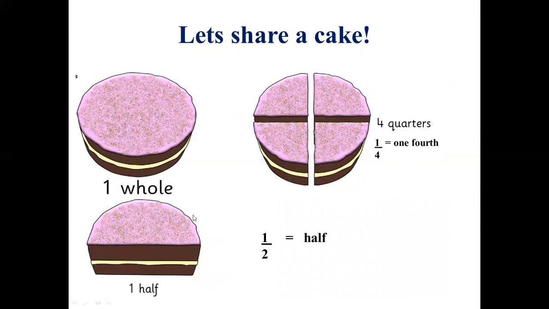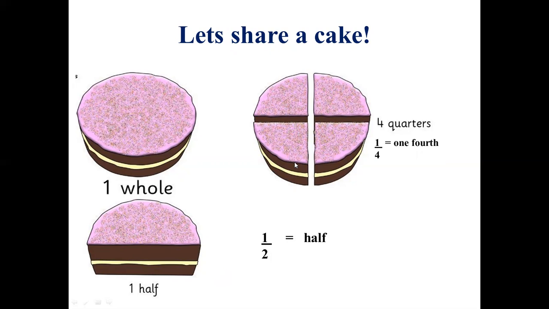Now, for example, you have to share a cake among 4 people. Before dividing it into 4 equal parts, the cake is representing a whole over here because it's complete without any division. But now in the second picture, I have to divide this whole cake among 4 people. So I'm going to divide this into 4 equal parts.